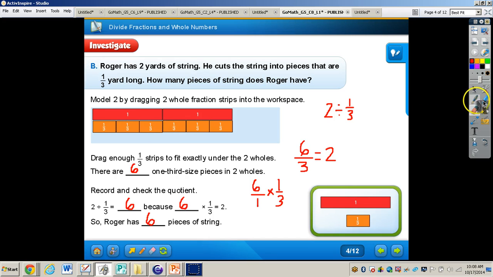For example, if we're looking at thirds here, we knew that 3/3 equals 1. So really we could have just taken that 3 and multiplied it by 2, and we would have known how many thirds are in 2, which is 6.